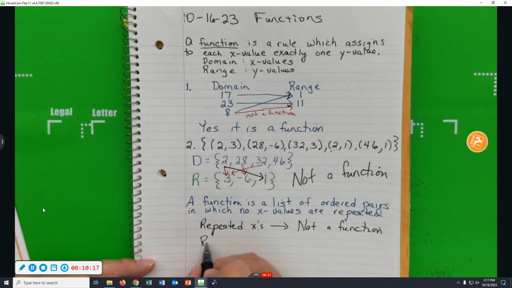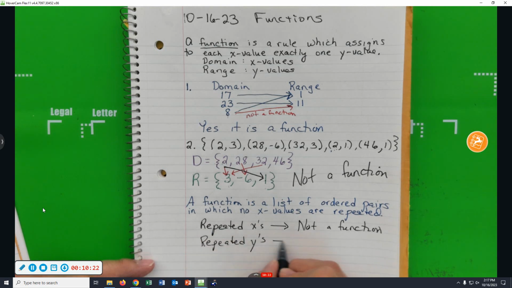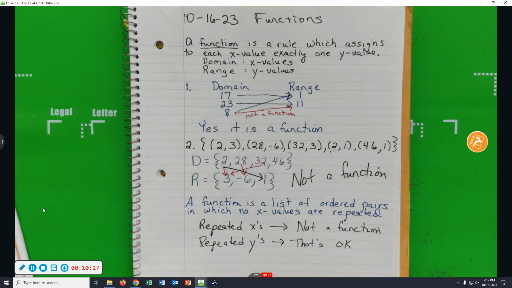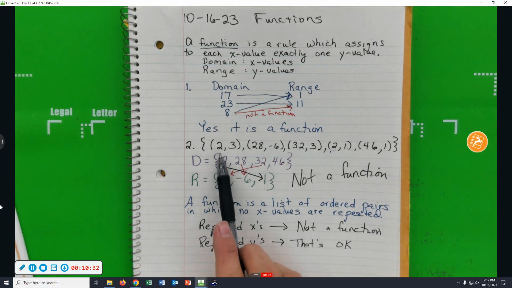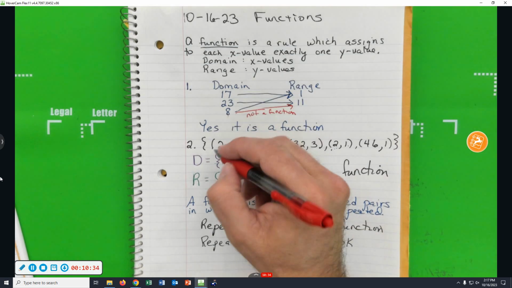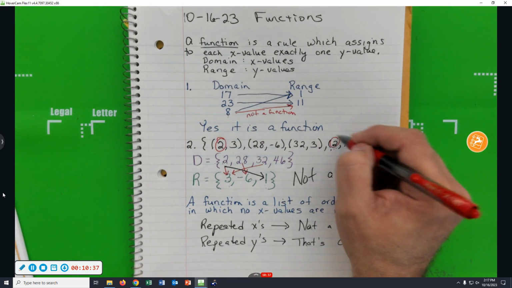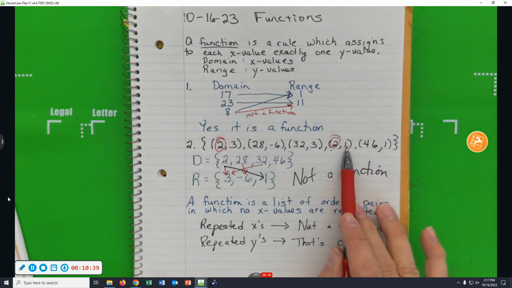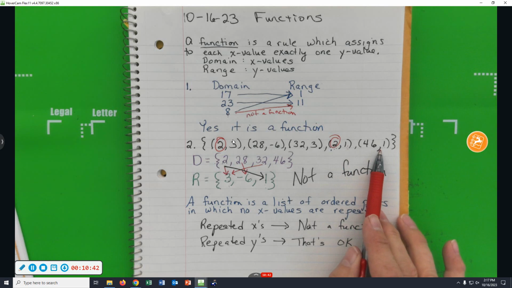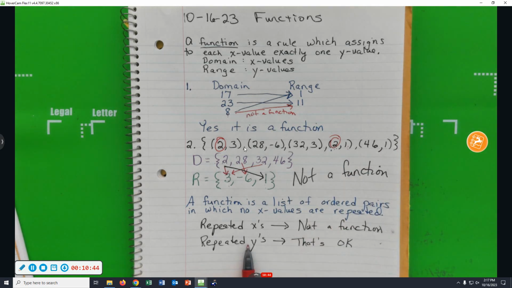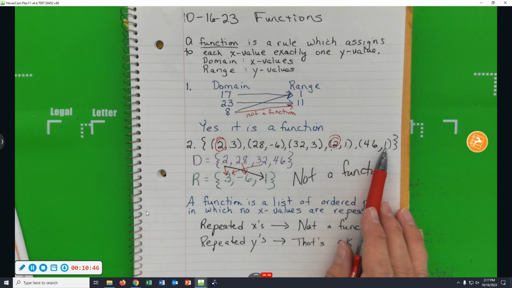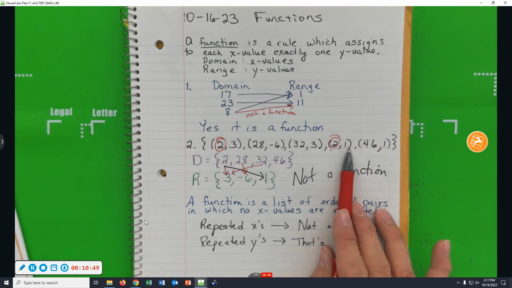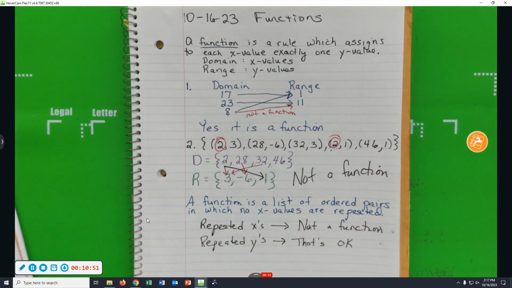What about repeated y's? That's okay, provided there's no repeated x's also. The reason this thing is not a function is because of the repeated 2's. The repeated 1 has nothing to do with it. Y'all see what I mean by repeated y's are okay? It's not the fact that there's a repeated y. It's the fact that there's repeated x's.